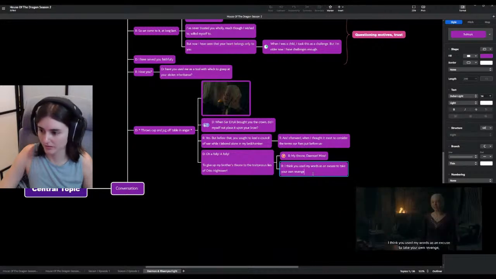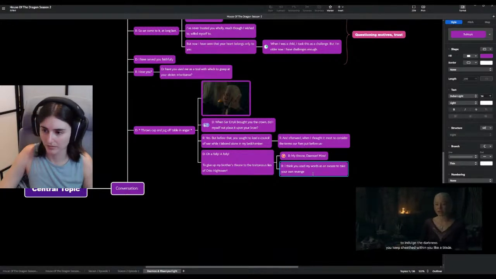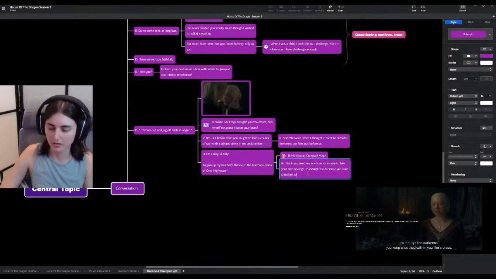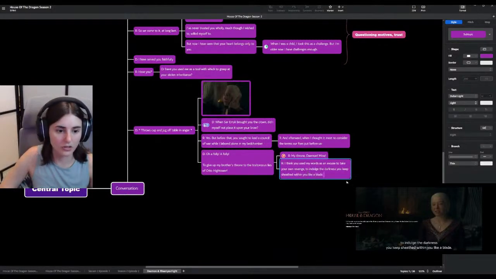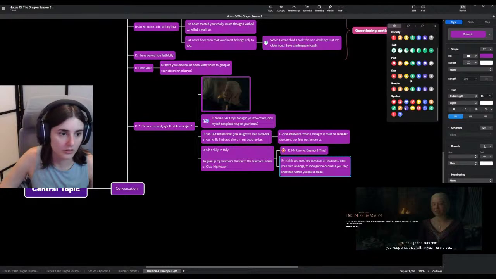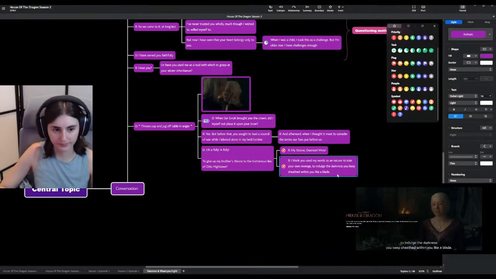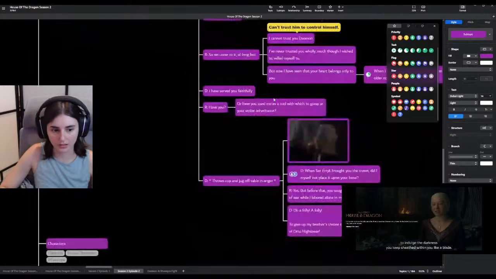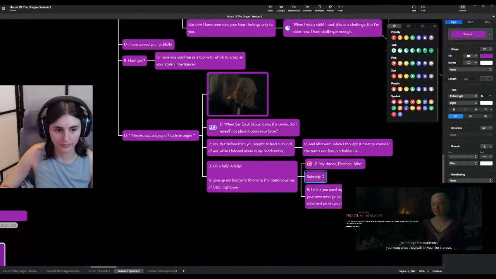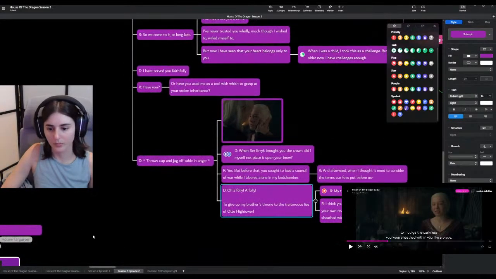Okay, what's next? "To take your own revenge, to indulge the darkness." There it is. This is the quote. To indulge the darkness you keep. Okay, so that is an awesome quote. Put you here. Going back to the other diagram. There.